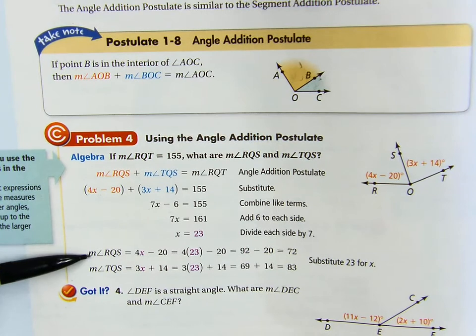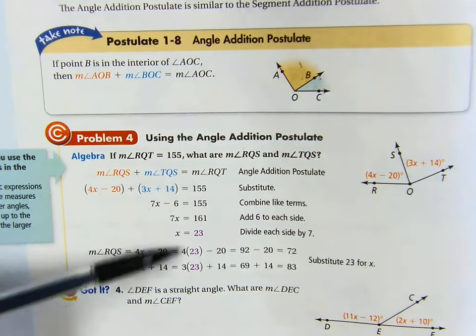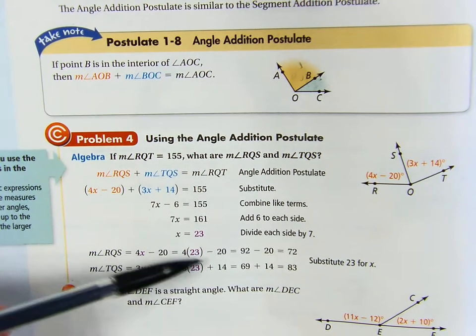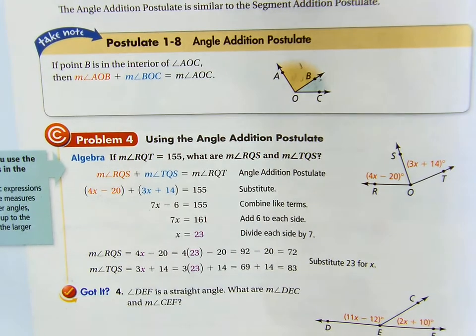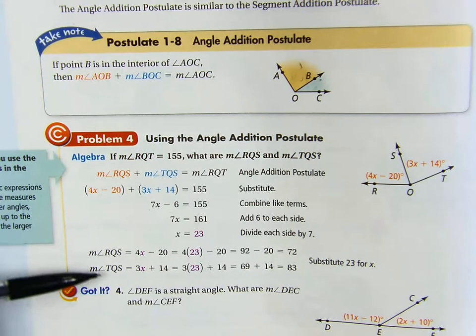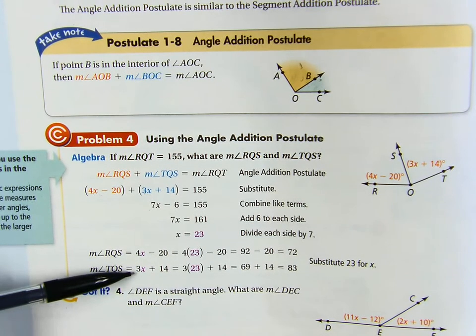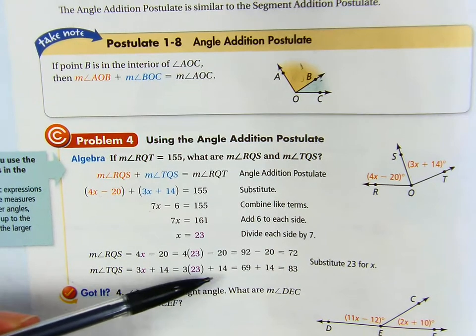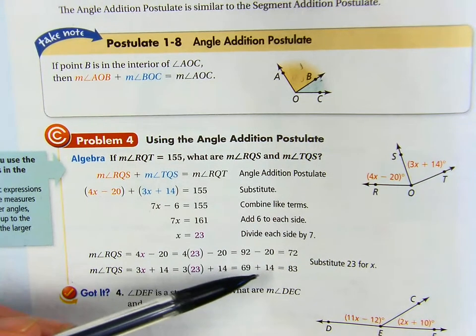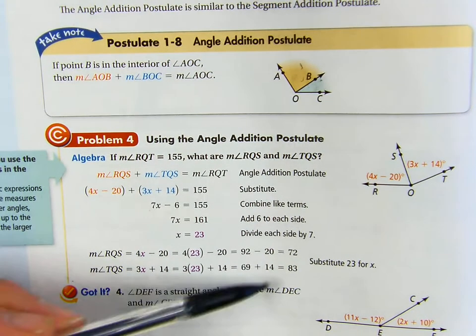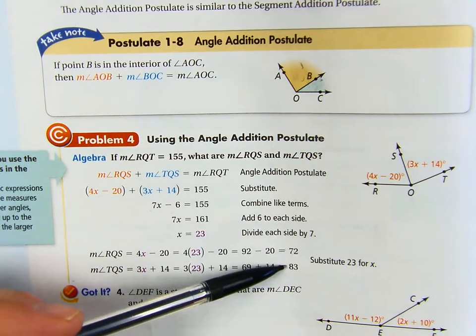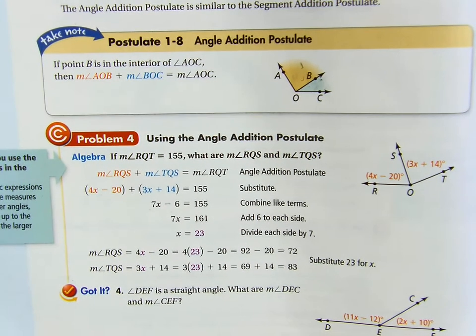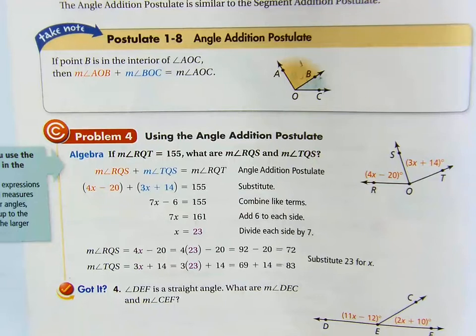The measure of angle RQS was 4x minus 20. So 4 times 23 minus 20, 92 minus 20 is 72. And the other one, for TQS, plug in for the x, 3 times 23 plus 14, or 69 plus 14, is 83. And notice when we're finished, 72 plus 83 added together is equal to 155. So that's a real simple process.